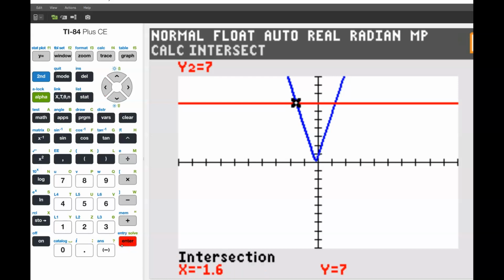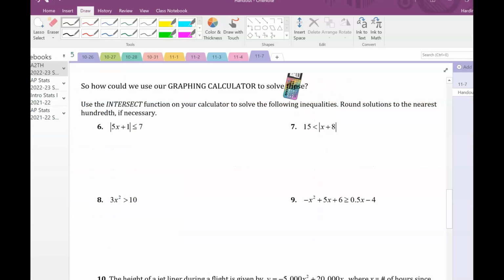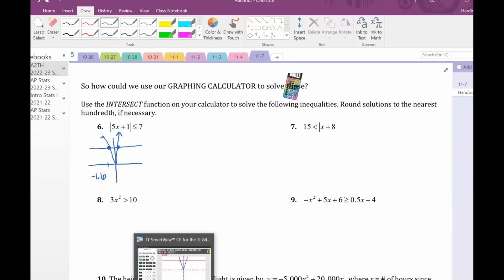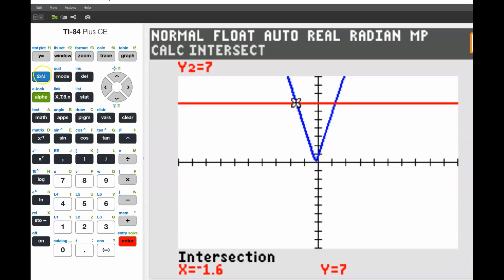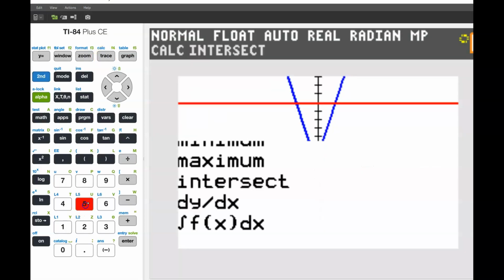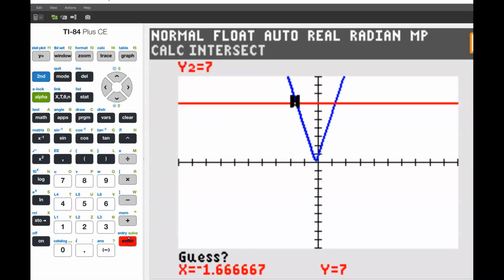There we go. Looks like it's at negative 1.6. So I know in my picture that I'm looking at here, x is negative 1.6. Now I need the other one. I'm going to go back to the calculator. Second trace, number 5, enter, enter.